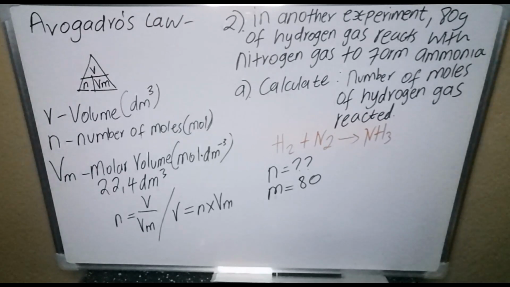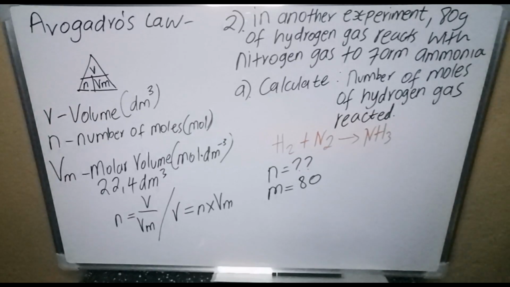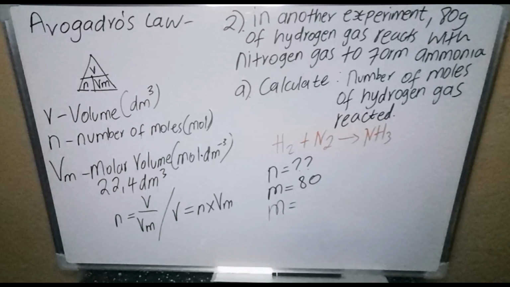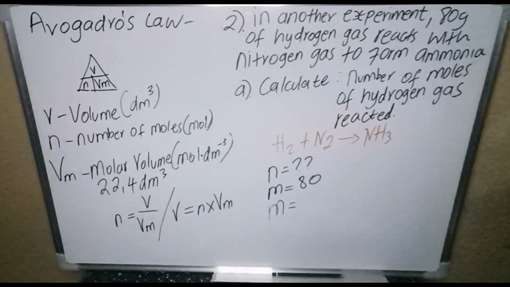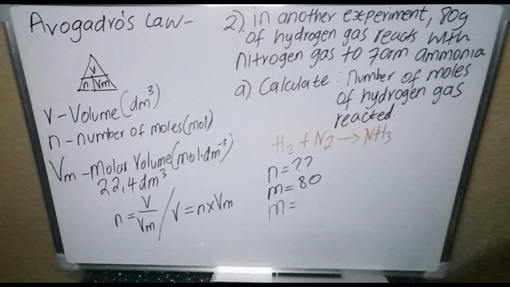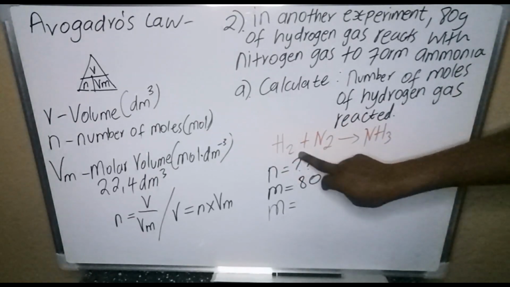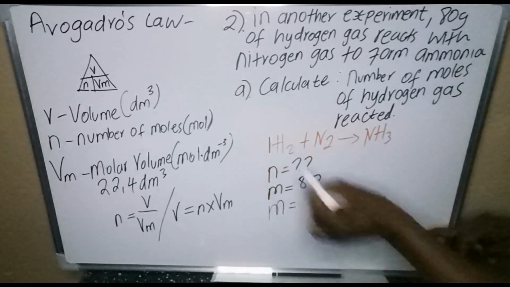Remember the formula: number of moles is equal to mass number over molar mass. Now, what is the molar mass of hydrogen? To find the molar mass of an element, in this case hydrogen gas, we use the symbol H2. Remember H2, we have an invisible 1 here.